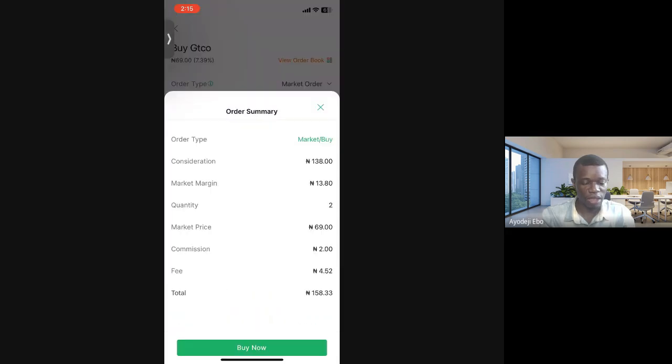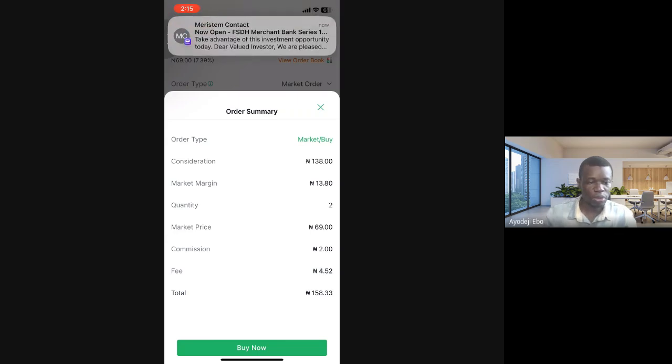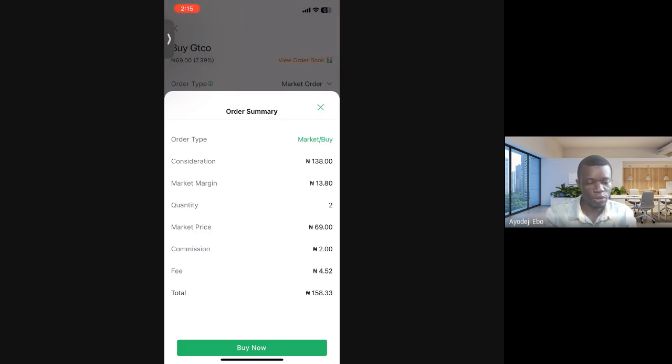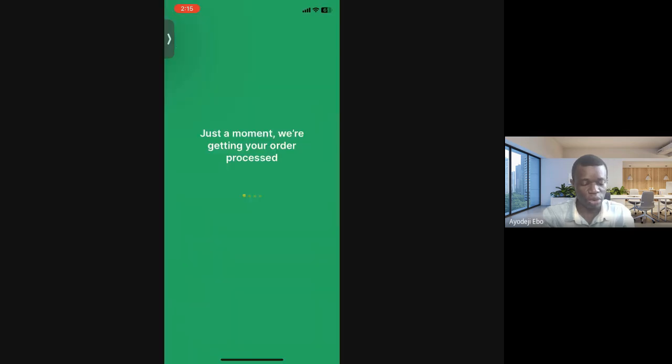So once I click, because it's market order, you always see what we call market margin. The essence of that market margin is to prevent your account from going into debit. So it keeps almost 10% of what you are trying to buy. It's not that that money will be taken off from your account. It will be released after purchase. So now I'm clicking to buy 2 units of GT Bank at market price.